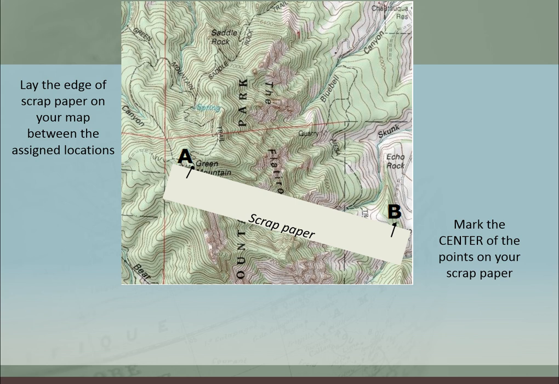If you just do it from the top of the A and the bottom of the B, or the right of the B, or the left of the A, you're going to get very different results. Because remember, the world is 24,000 times bigger than this map. So a small difference on the map is a big difference in the real world. So you always measure from the center of the given points.